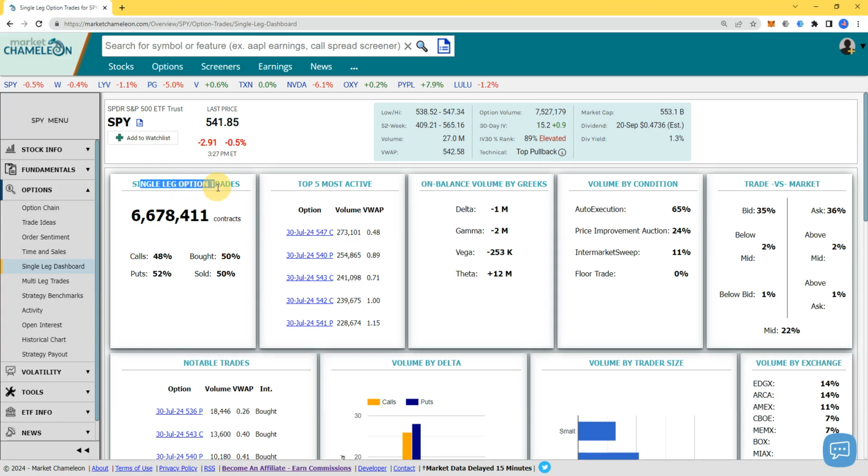So we got single leg option trades, 6.6, let's call it 6.7 million contracts traded today. And look at this, 48% calls, 52% puts. So there are more puts than calls, but it doesn't tell you the whole story because you don't know if they bought or sold for income. That's two different stories. Keep that in mind. Don't just see 52% puts and think, I'm going to buy puts on the SPY.